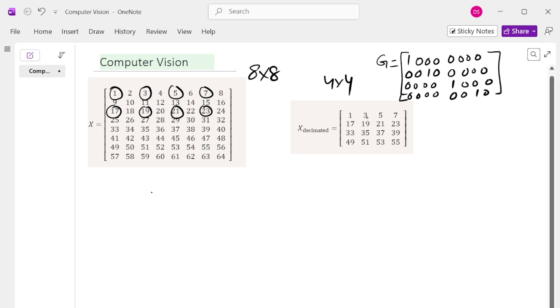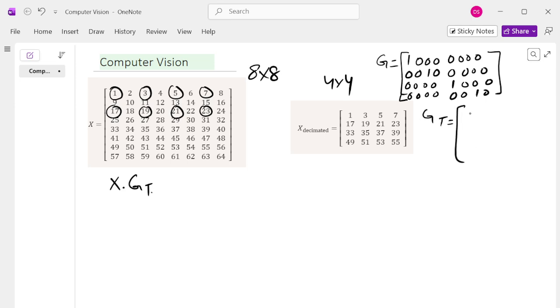Now if you want to decimate, what we can do is we can multiply g matrix with the g of t. So g of t would basically be looking like 1 0 0 0 0 0 0 0 and then 0 0 1 0 0 0 0 0, and the third column would be 1 and it would be followed by 3 zeros, and finally we would be having 0 0 1 and 0.